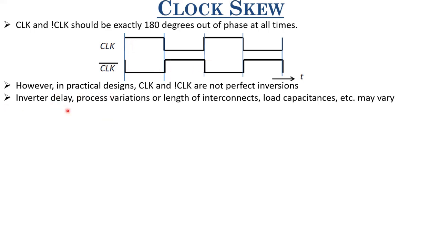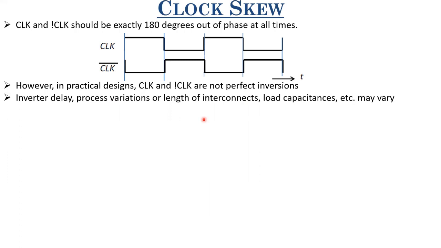If you're not even using an inverter, if you're using some other process, then also because of process variations, the delay along two paths is never the same. If you make two identical circuits on a chip, even they are not going to give you identical outputs just because of process variation. I won't call that a defect, I would call that variation. Also the length of interconnects. Even though clock and clock bar are coming from the same source, depending upon the length of interconnect reaching a particular register, maybe the length of interconnect for clock is larger than that of clock bar.